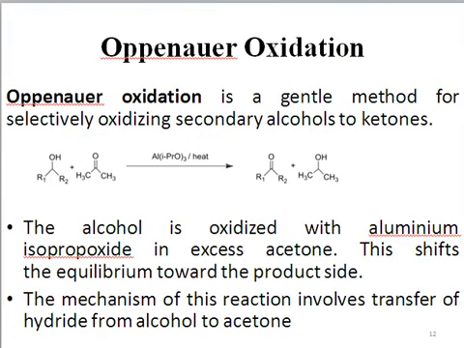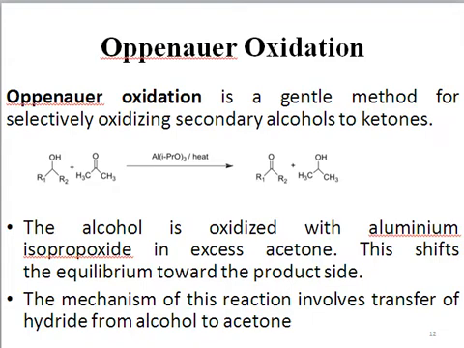The next reagent which is normally used for oxidations is the Oppenauer oxidation, right? It's a gentle method, it's also a selective method, and it is useful for oxidizing secondary alcohols, which will convert into ketones.